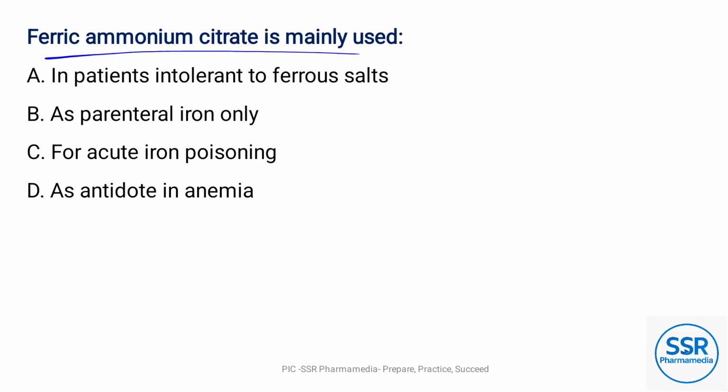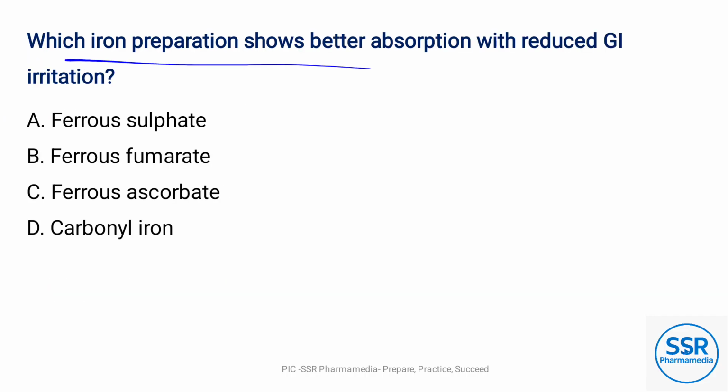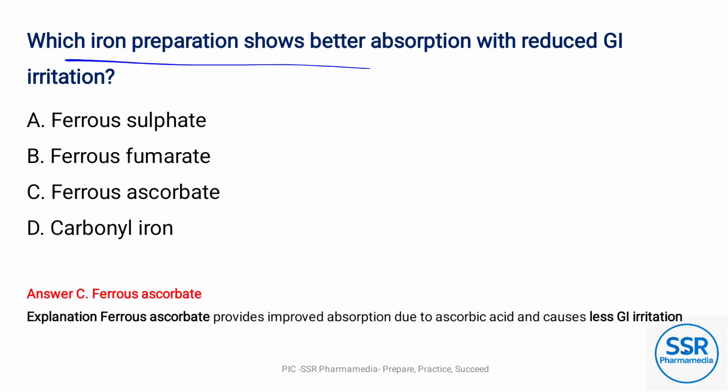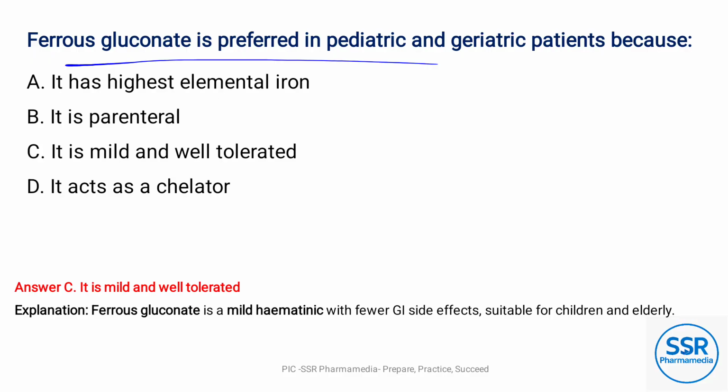Ferric ammonium citrate is mainly used, so option A, in patients intolerant to ferrous salt. Which iron preparation shows better absorption with reduced GI irritation? So option C, ferrous ascorbate. So ferrous ascorbate provides improved absorption due to ascorbic acid and causes less GI irritation. Ferrous gluconate is preferred in pediatric and geriatric patients because option C, it is mild and well tolerated.